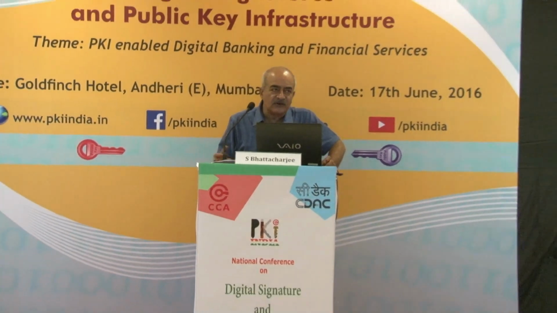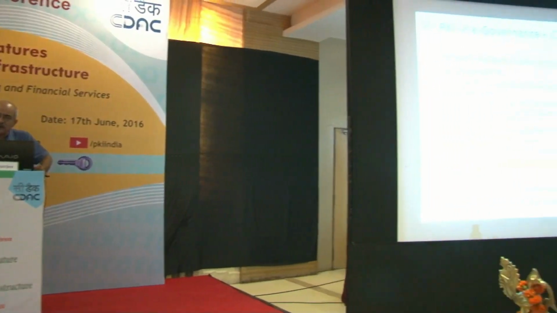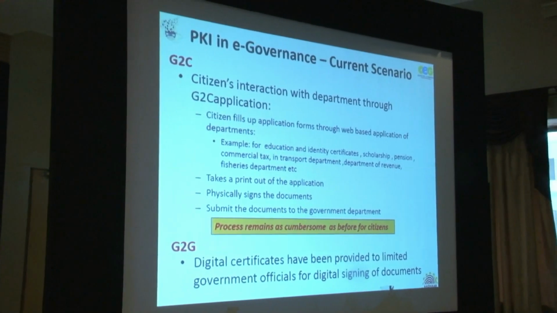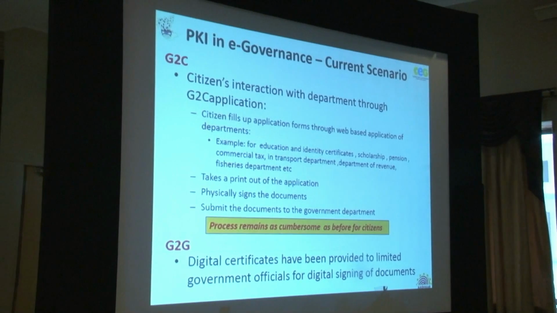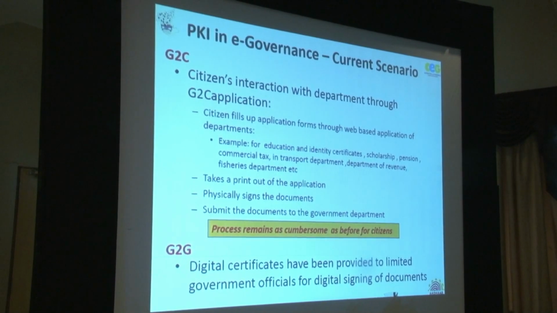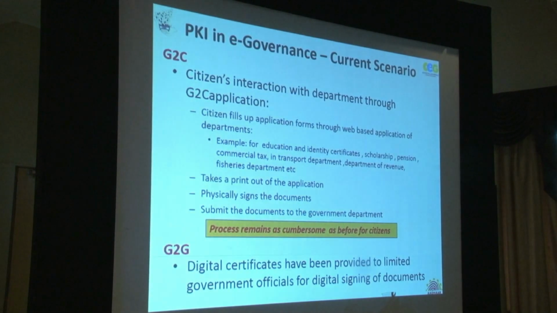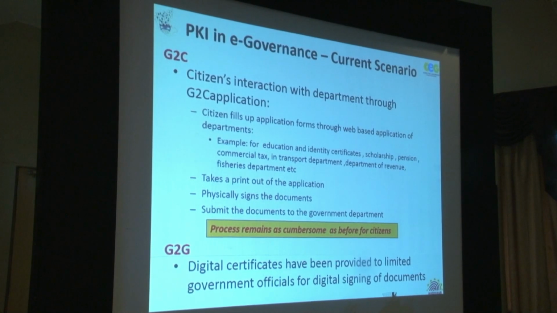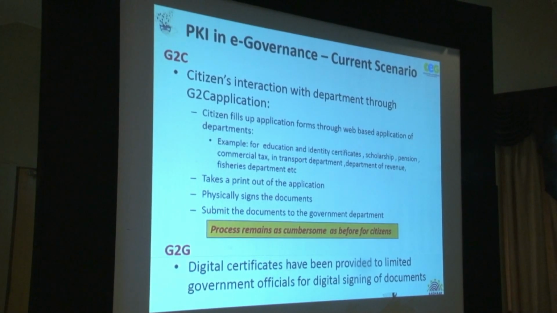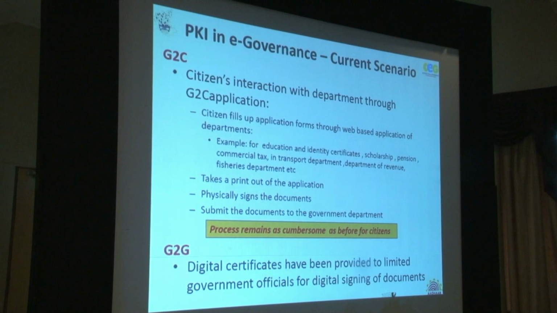Let's look at the current scenario today. A citizen wants to apply for a driving license, a caste certificate, or a passport. What does he do? The citizen fills up application forms in the web application. All of them have a web application. You go to the regional transport office website and fill in all your details, for example education, identification, certification. Then you take the printout of that form, sign it physically, go to the department and submit it. This is the process for the citizen today.